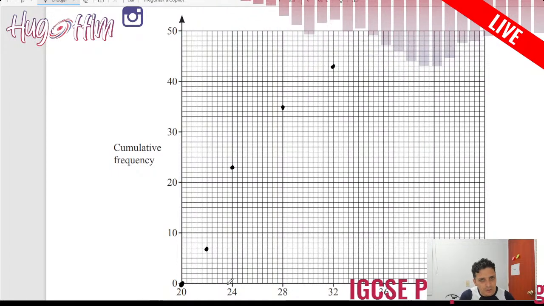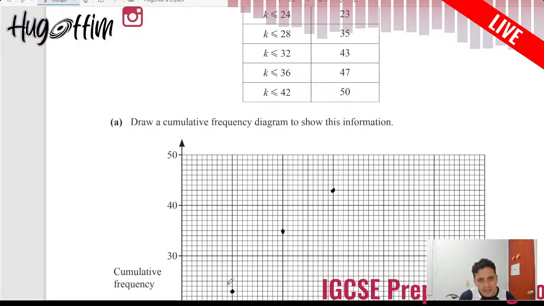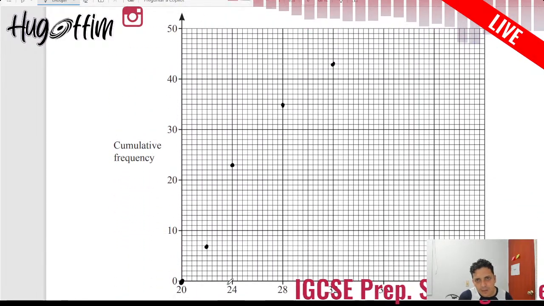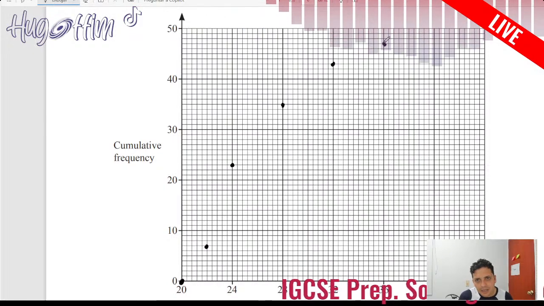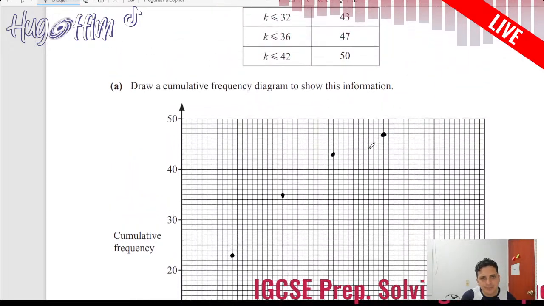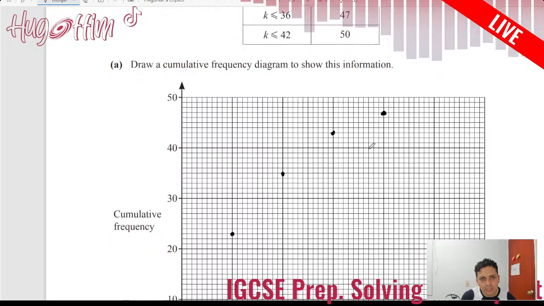Be careful, you know? Because they give you the scale 4 by 4, that is not usual. Less than 36, 47. I don't like when people do this. This is like Excel, you know, Excel is used to do that. And less than 42, it's 50.